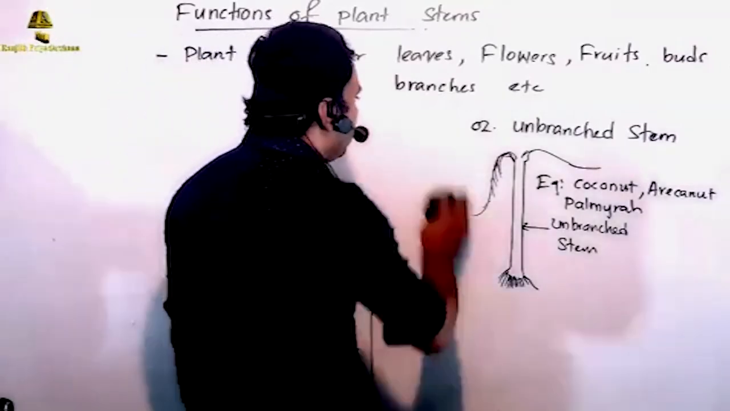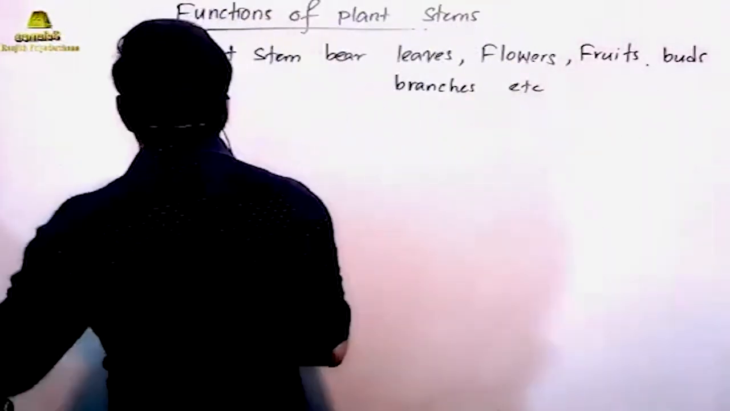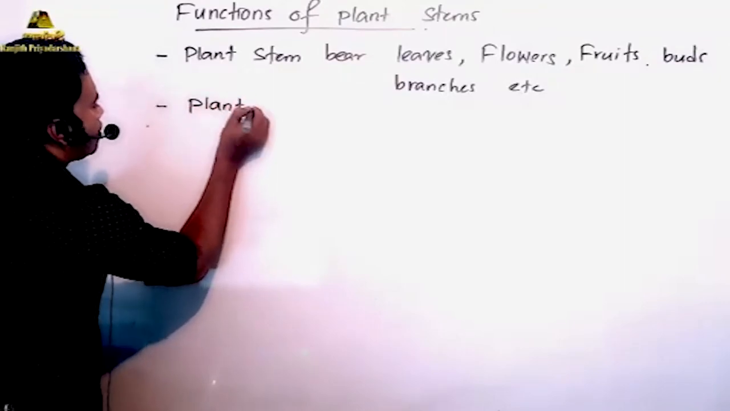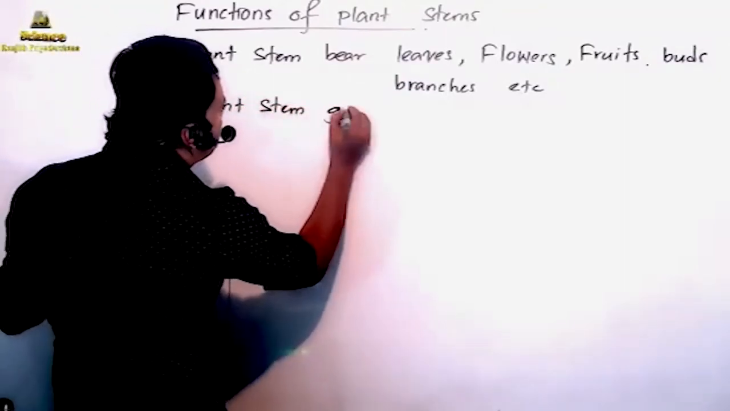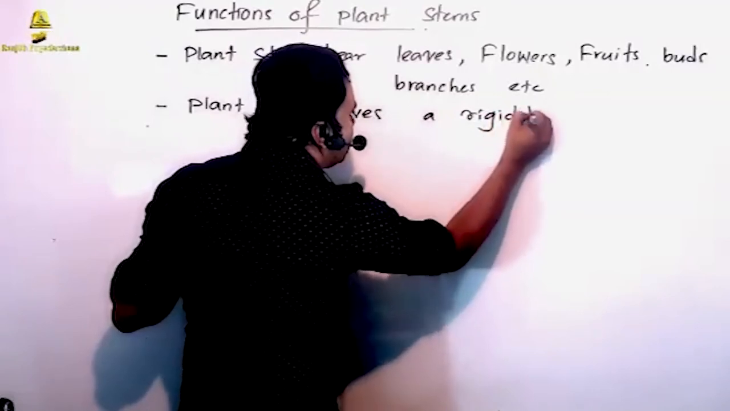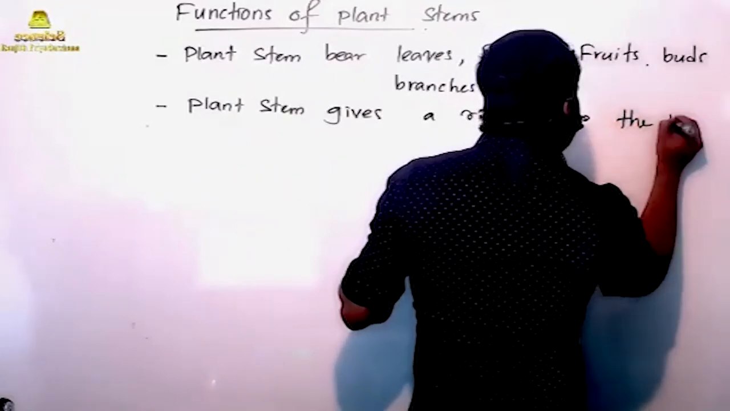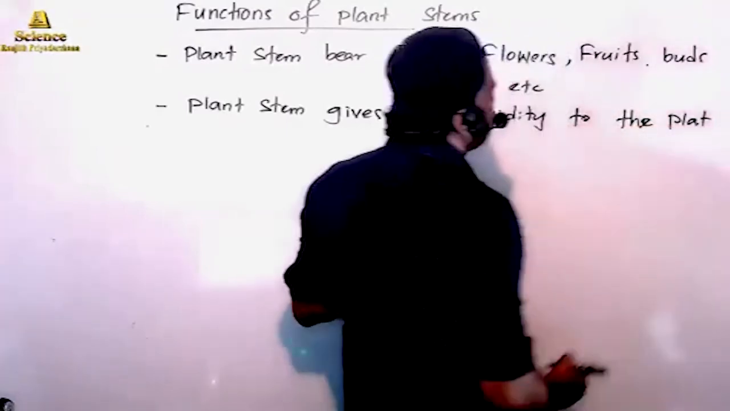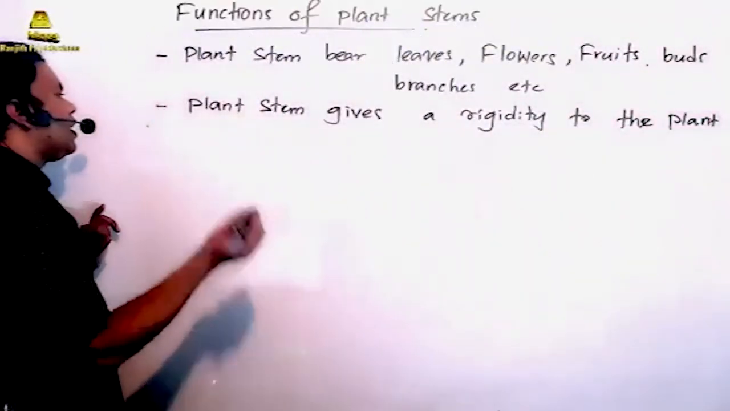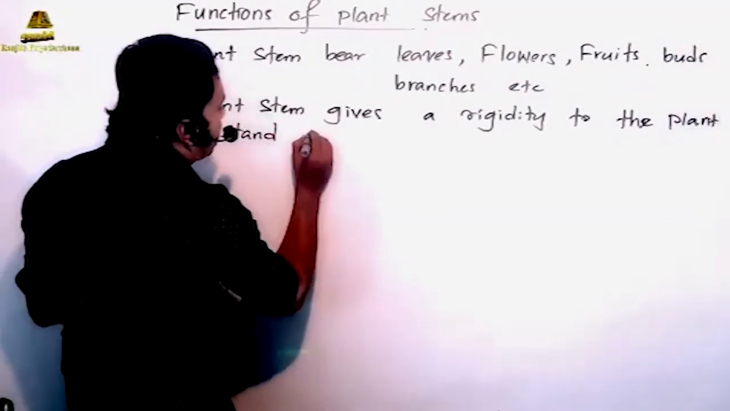Dena means give. So giving a rigidity. Plant stem gives a rigidity to the plant to stand erect.